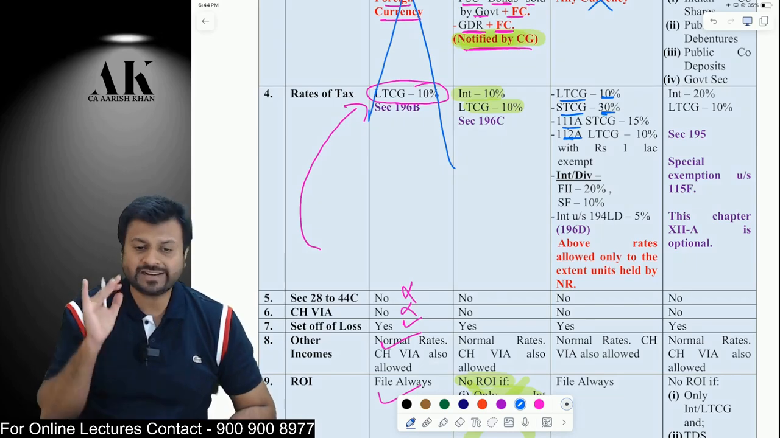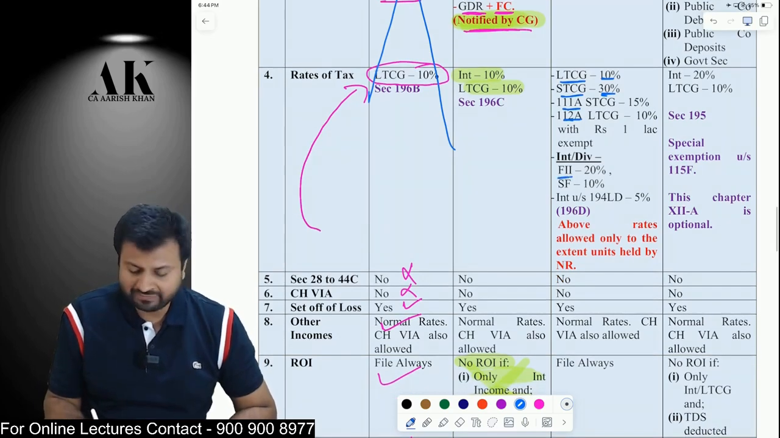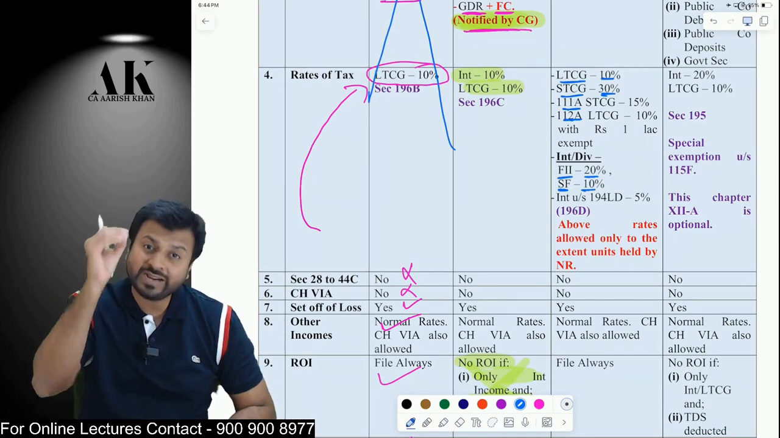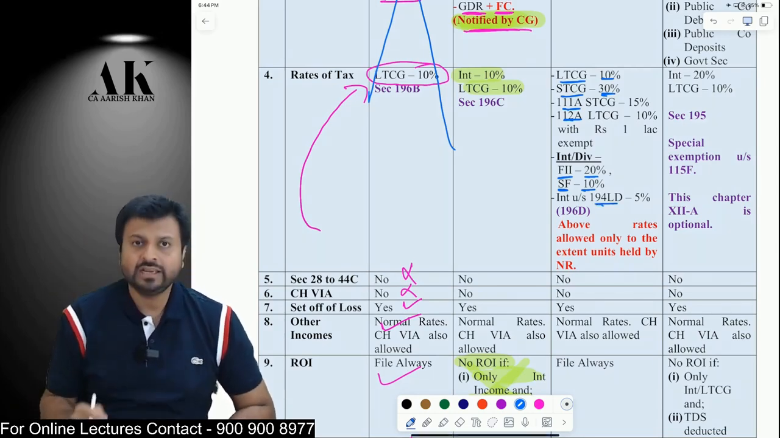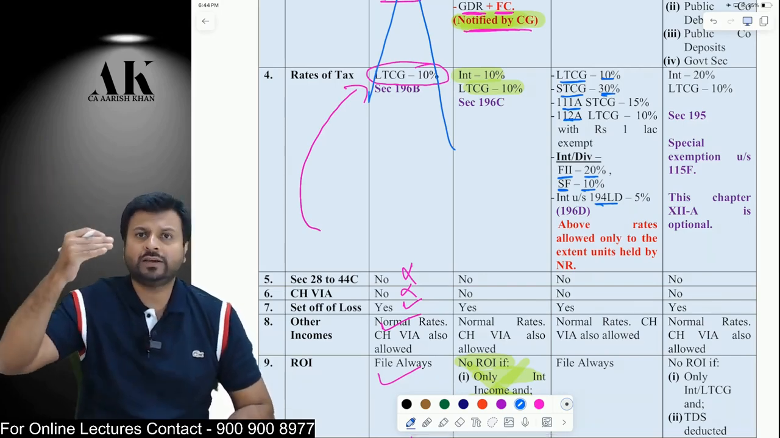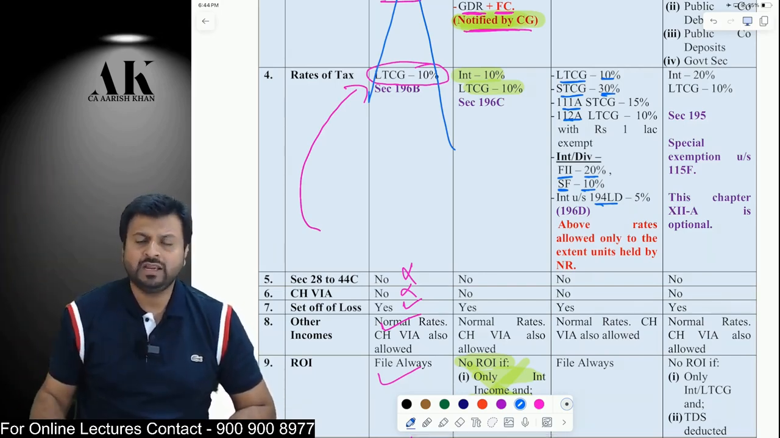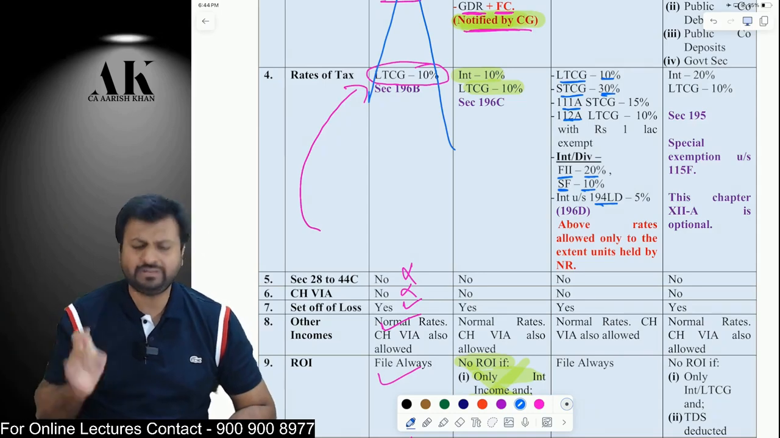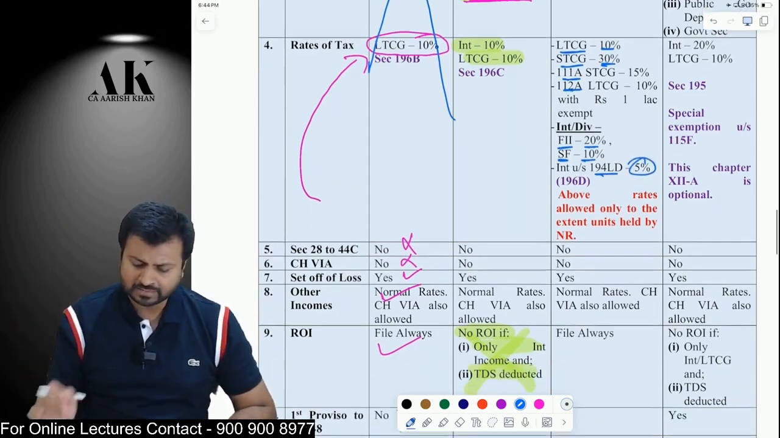Further, the interest and the dividend will be chargeable at 20% for FII, and for specified fund it is further lower, only 10%. And if 194LD is covered over here, if the non-resident FII is buying rupee-denominated bonds of an Indian company or buying government securities or municipal debt securities, then 194LD will apply and 5% tax will be applicable as per 194LD only. Okay, I hope it is clear.